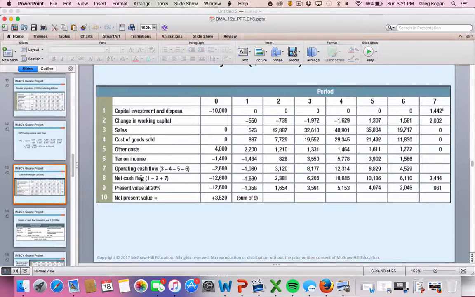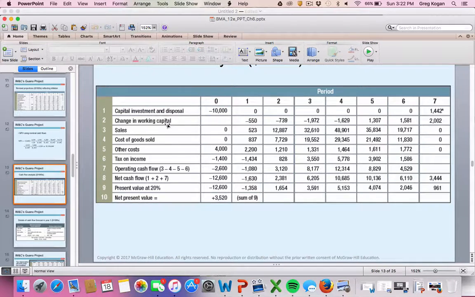So net cash flows, we have to sum a couple things up. The net cash flows is 1 plus 2 plus 7. So not only are we looking at cash outflows and inflows, we have a change in working capital, which, if you know basically from the cash flow statement, will affect your change in cash. As you increase liabilities, you actually are getting more cash, and as you reduce liabilities, you're getting less cash. So change in working capital will affect your cash flow.